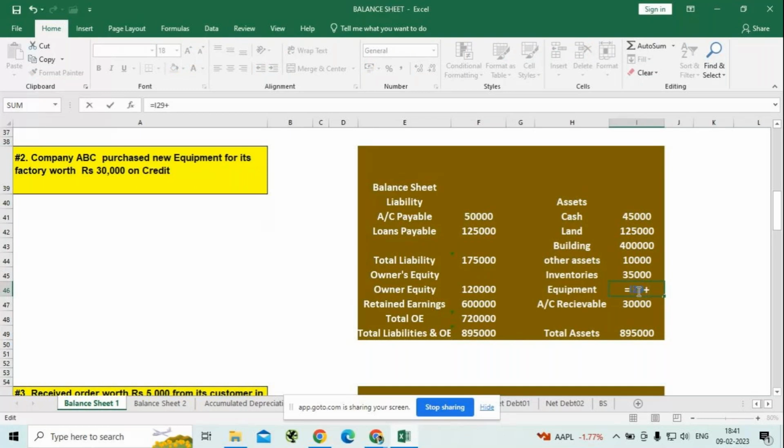Very good. So we have increased the equipment value, and we are going to increase the accounts payable value. That's nice.